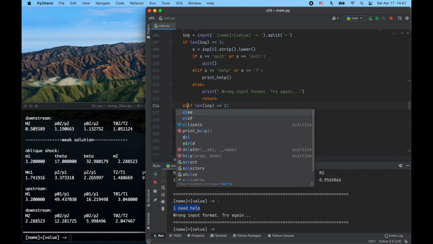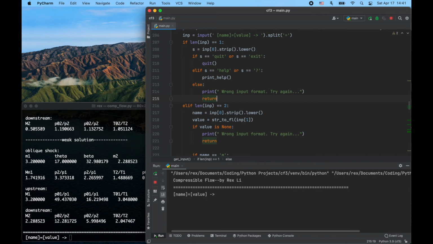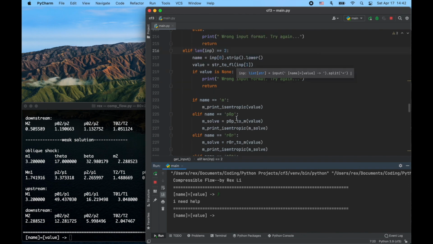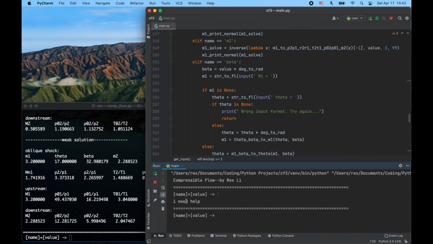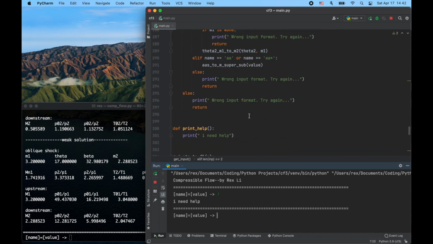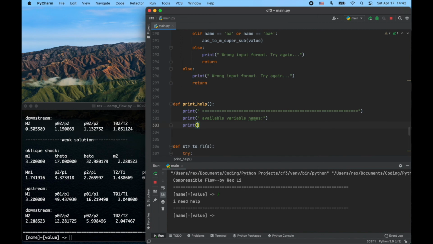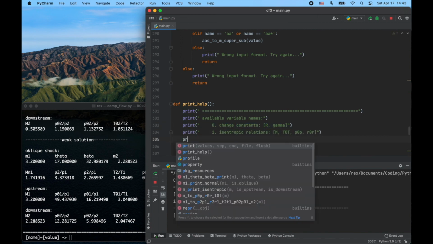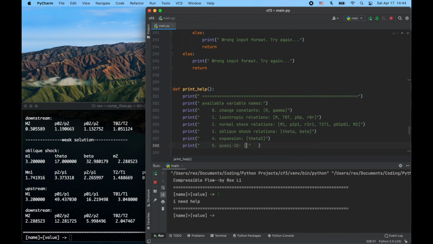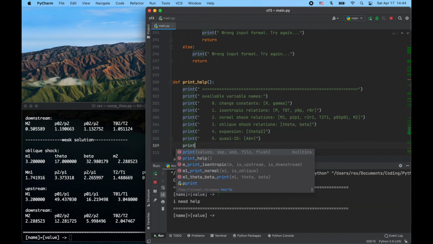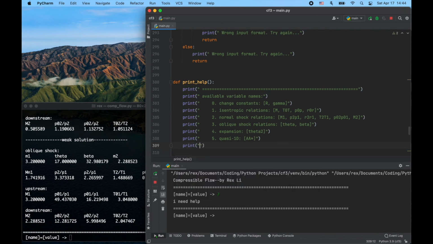So what if we forget what kind of variables we can have for all of them? It would be convenient to print a help message. And I'm going to print an example. For example, P2/P1 is 5.77, or Mach number is 10.